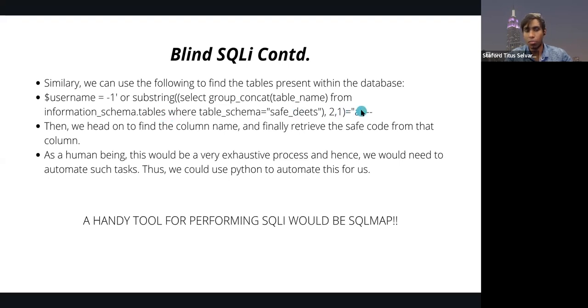And then again, we have to brute force that to get the column name. Once the column name is done, then we'd have to get the value within the column. So again, we have to give another substring, and again we have to go through the exhaustive process to find the safe code, essentially, right? That means there's a safe code that will be there. So again, as a human being, this would be a very exhaustive process.